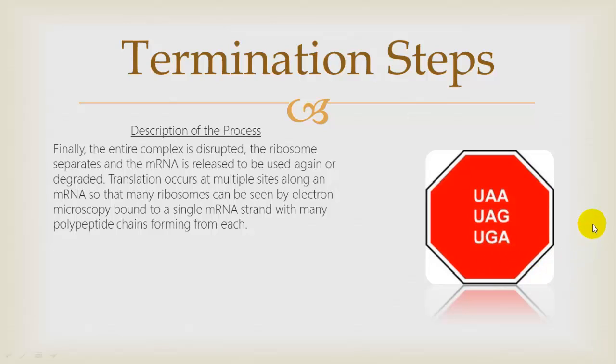So basically this picture kind of summarizes it. As you can see, the codons will act as stop signs, signifying the end of the protein chain. And like I mentioned before, this would happen at multiple sites along the mRNA, so just because one stopped doesn't mean all of them would.